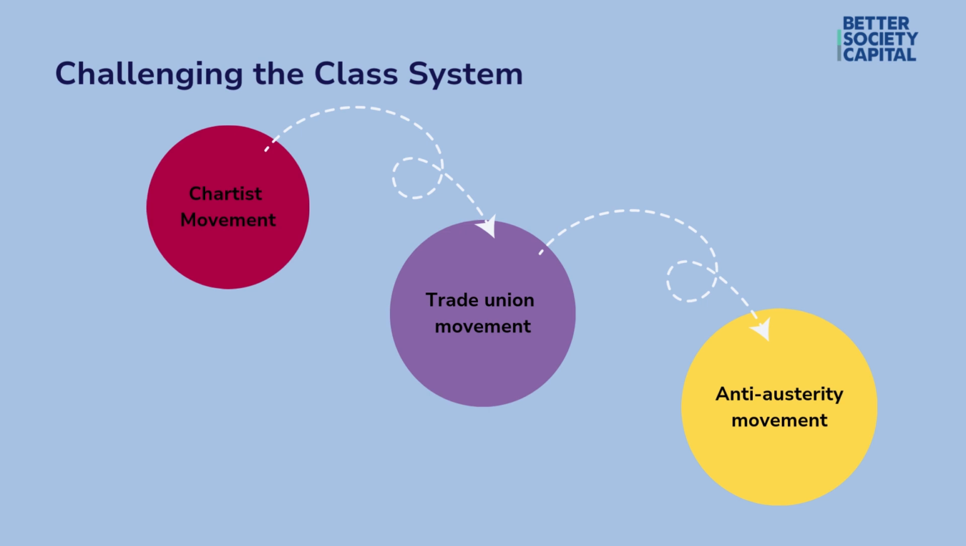The Chartist movement was a working-class movement in the mid-19th century demanding political reforms, including universal male suffrage and secret ballots. Trade Union Movement UK is the formation of trade unions aimed at improving wages, working conditions, and workers' rights, with the first Trade Union Congress being held in Manchester in 1868. The anti-austerity movement was against government austerity measures post-2008 financial crisis, which largely affected groups experiencing marginalisation.